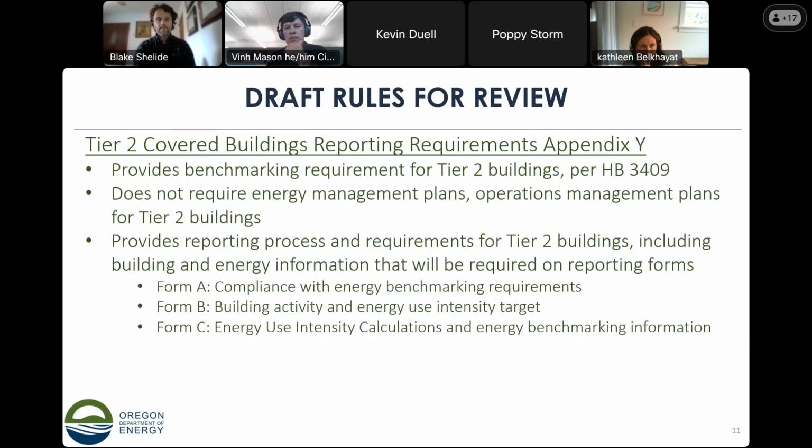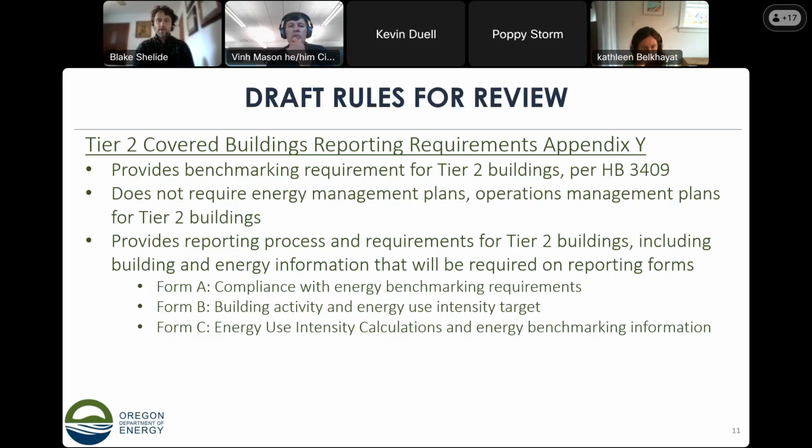I did just a quick Control F to see if I could find anything, but I don't recall talking about this during the RAC meetings: any kind of appeals process should a building owner be designated incorrectly or have the wrong target. Is that something you thought about, and how, or if it's been addressed in the rules?